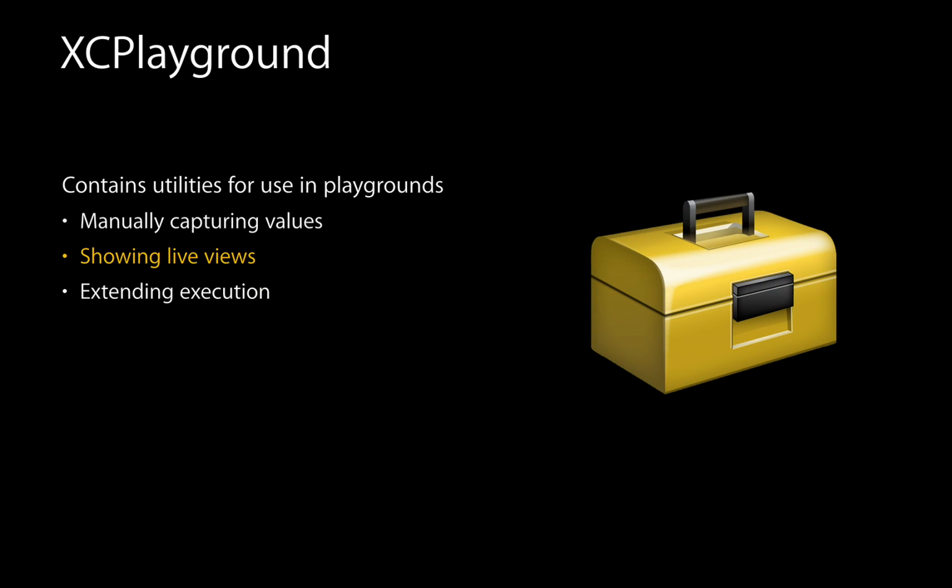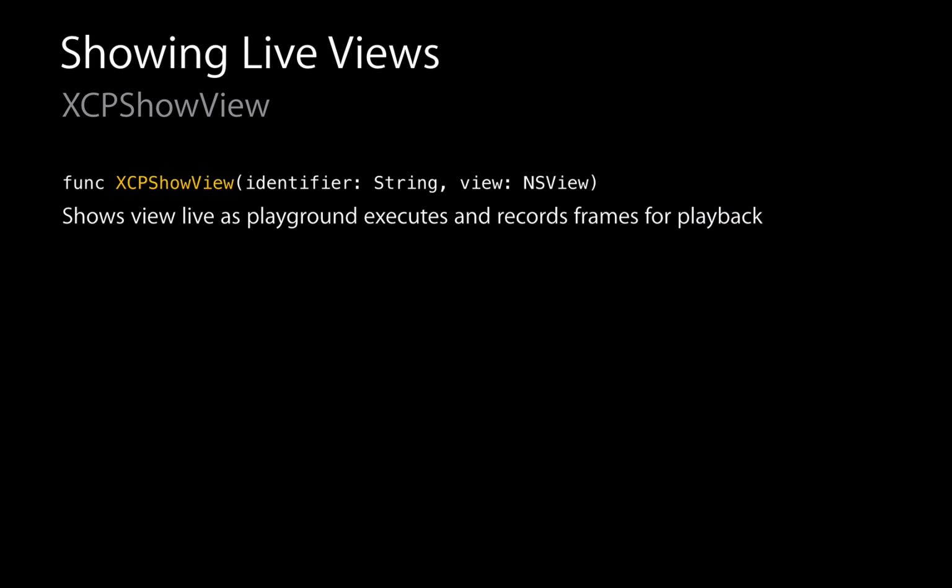So the second piece of functionality which the XDPlayground framework provides is the ability to show live views in the timeline. And you do that by calling this XDPShowView function. It takes an identifier and the view that you want to show. After calling it, we'll show the view live while the playground executes, and then we'll record frames as the playground executes so you can play them back once execution finishes.